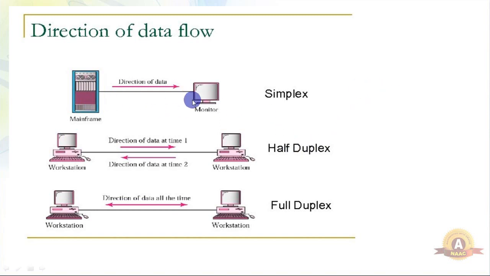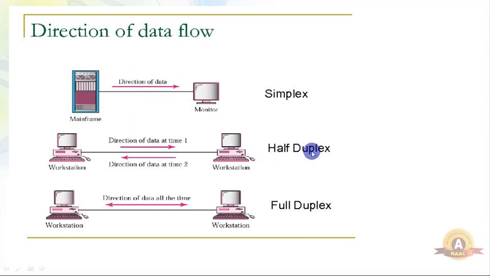So this is the diagram of simplex, half duplex and full duplex. With the help of the end devices I explain these things, and this is the direction of data flow. Whatever the direction we are using in these three modes we can show in this diagram. This is the first type of communication, the simplex transmission. In this only one direction is assigned. This is the mainframe computer that sends the data to the monitor. Means the direction of flow is in a single direction or one direction.